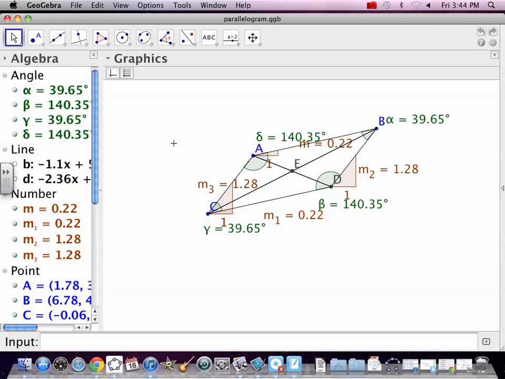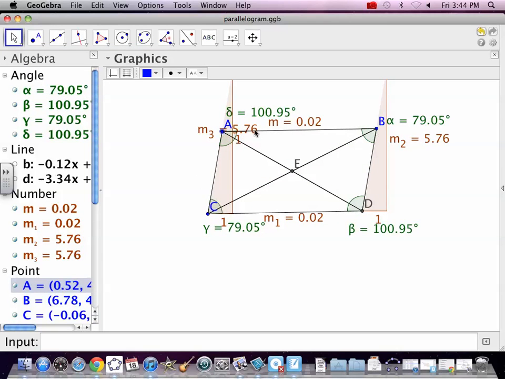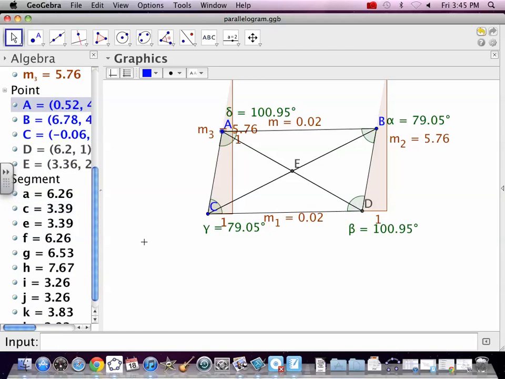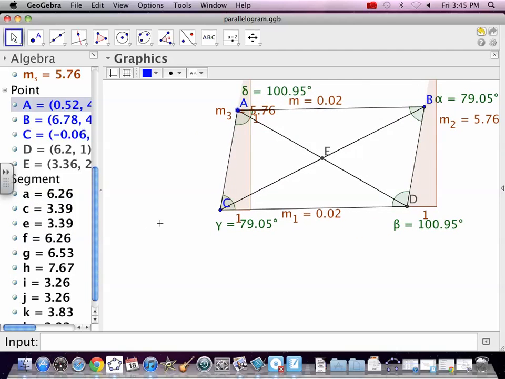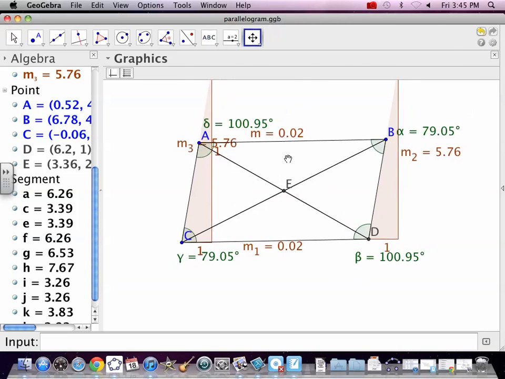Let us look at the parallelogram. All sorts of things are happening here. We've got two sets of parallel sides, so 576, 576, 02, 02. We've got opposite angles being congruent: 100.95, 100.95, 79.05, 79.05. Oh yeah, look, those are supplementary. Those are supplementary. Those are supplementary. We also have, if you look over here in the algebra, a bunch of same numbers: 626, 339, 339, 626. Where's that coming from? Well, that's the sides: these sides are congruent, and these sides are congruent. So that's some of the properties there.